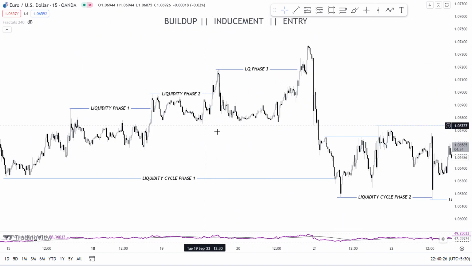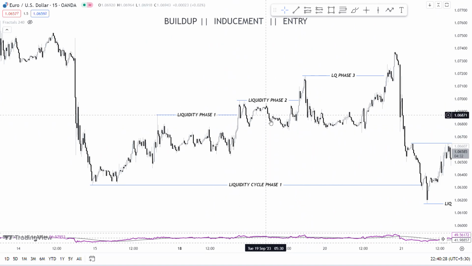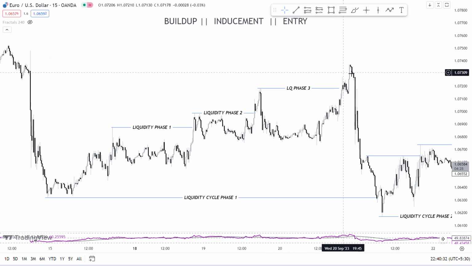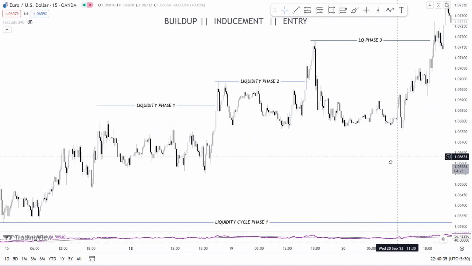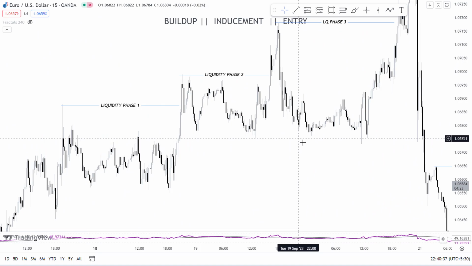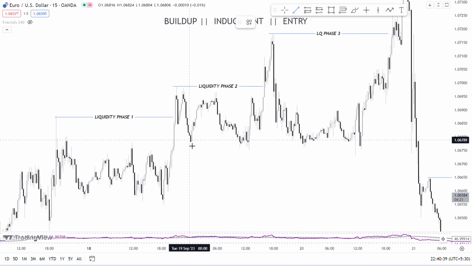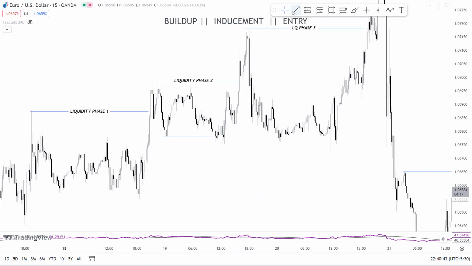Can you see how perfect this is? Liquidity taken out, reversal, liquidity taken out, huge reversal, liquidity taken out, huge reversal. But if you clearly observe here, there is also a liquidity cycle in the down move. These liquidity cycles are on every time frame, from the 1 minute time frame to the daily time frame.